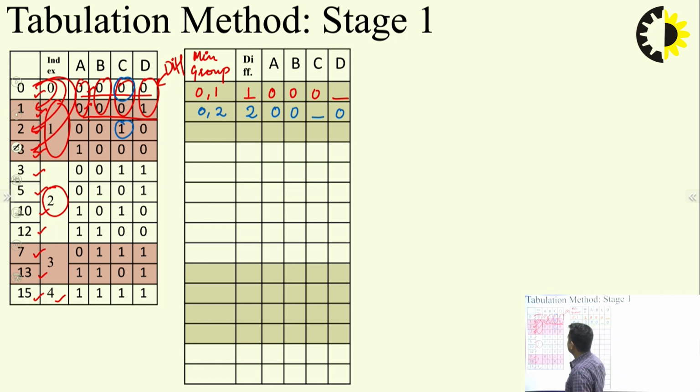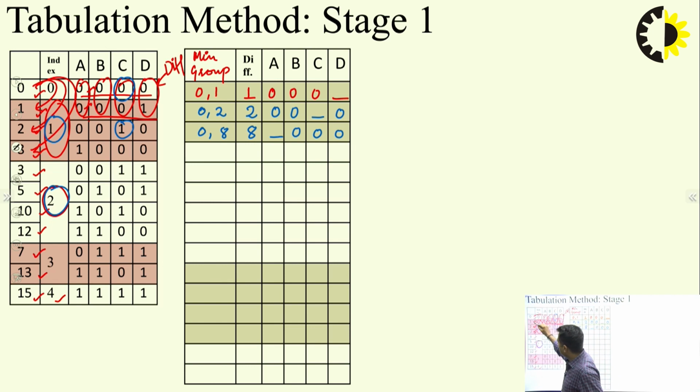Similarly, 0 and 3, sorry, 0 and 8. When this group is formed, you can check that the difference is 8 and the pattern will be dash, 0, 0, 0. So the terms from index 0 are being grouped with the terms from group index 1. These are all 3 possibilities we have checked, and all 3 have resulted in a valid grouping.